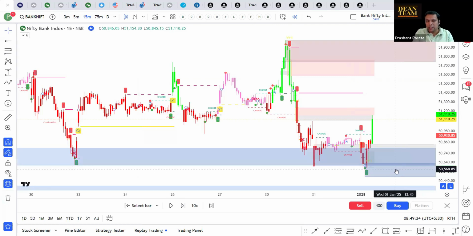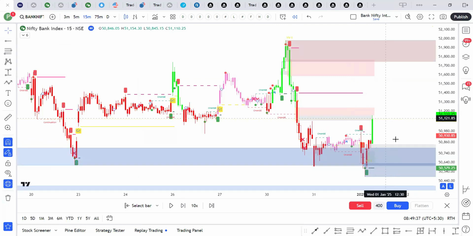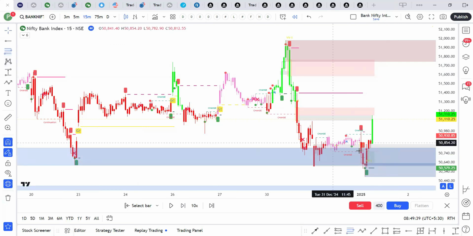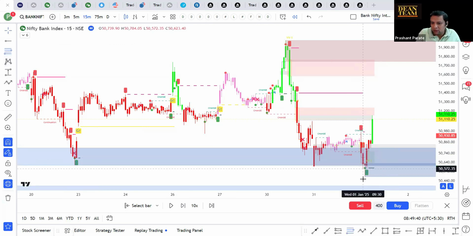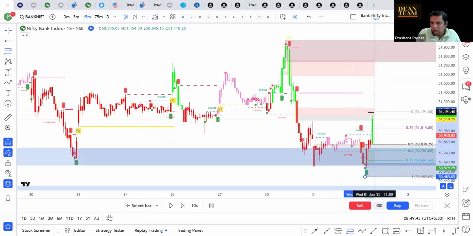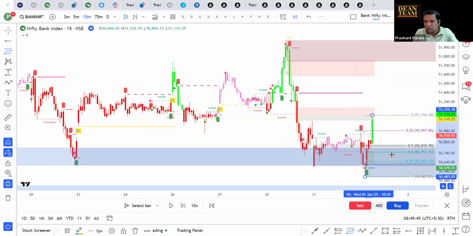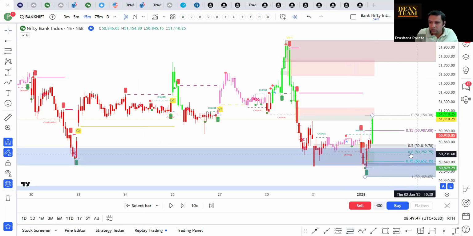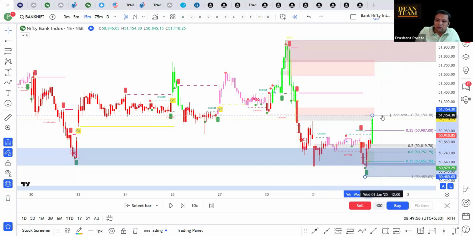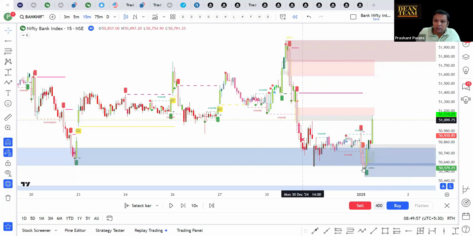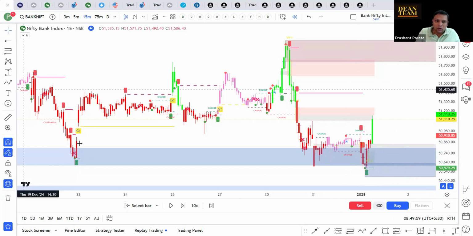This will become our fresh entry area. And when price comes down, we can plot Fib retracements. This is below 50%. You can look to buy at 50,750, 50,650. Up to this, you can look to buy. So this will become a retracement entry after the trend has changed after a strong downtrend.